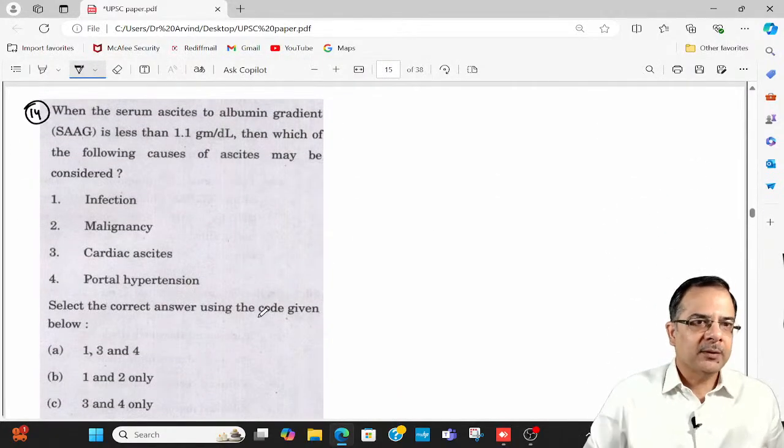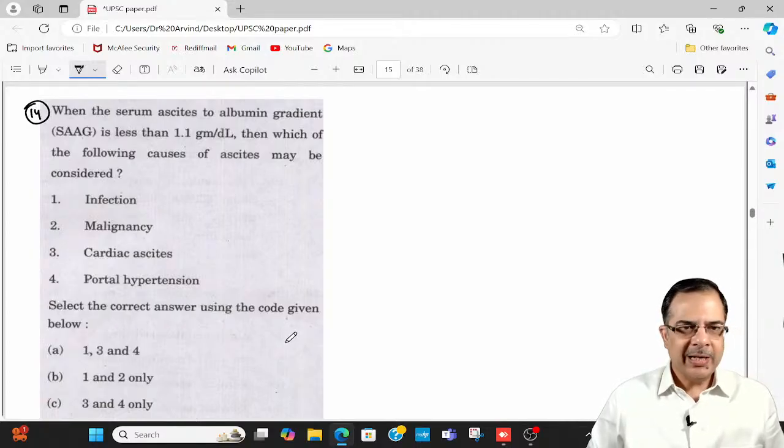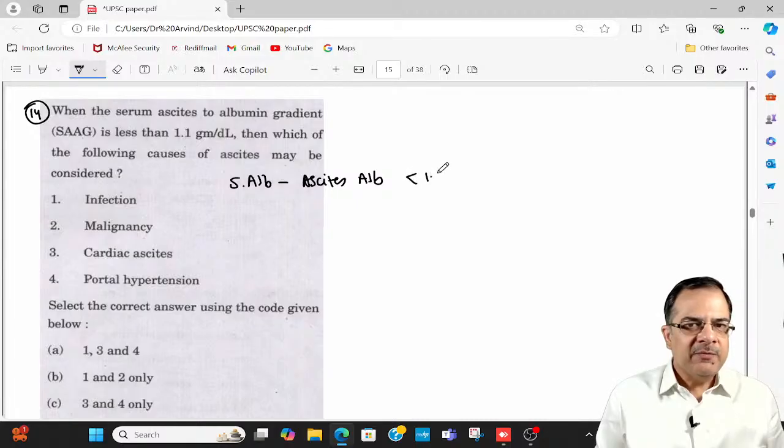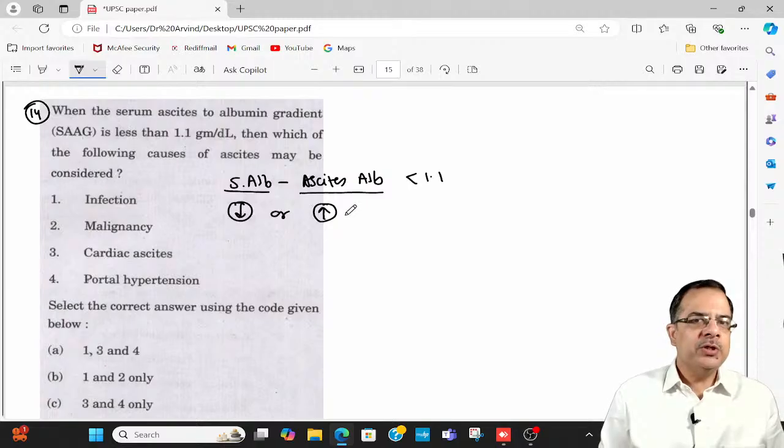Question number 14. Patient has a low ascites albumin gradient. So whenever it is less than 1.1, what does less than 1.1 mean? That is serum albumin minus ascites albumin. If this is less than 1.1, it will be because either serum albumin is low or ascites albumin is increased. These are the two reasons for the gradient to be less.